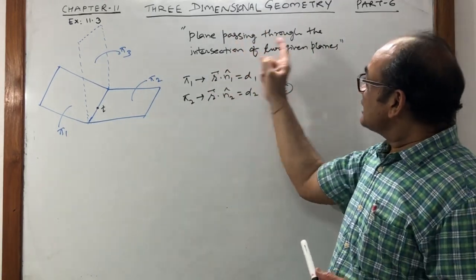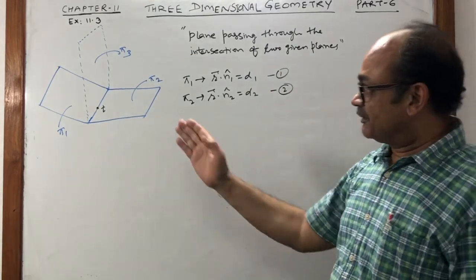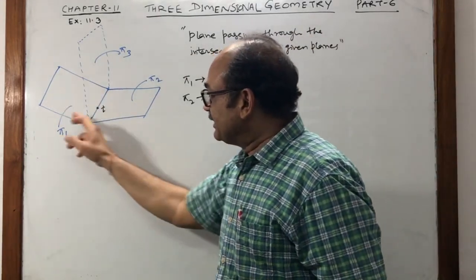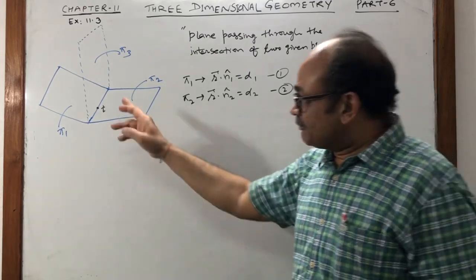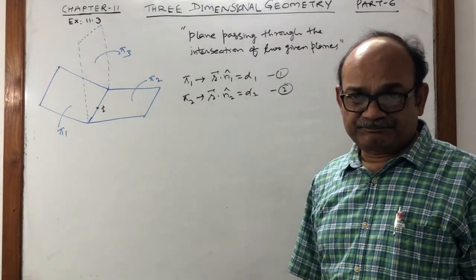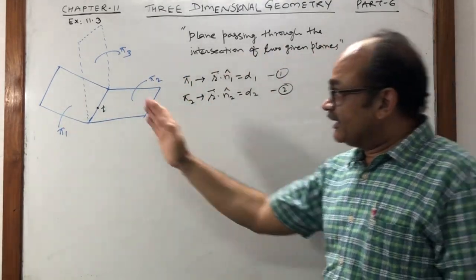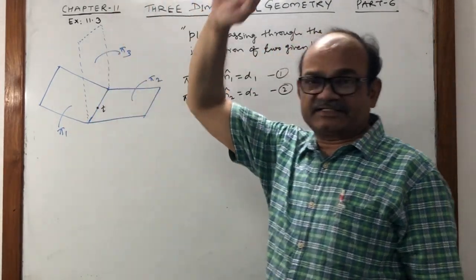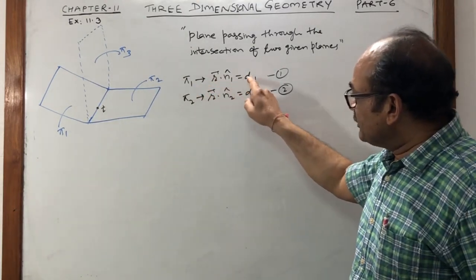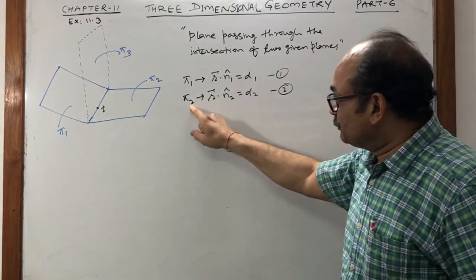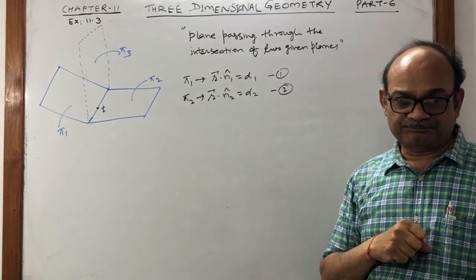Today we study the plane passing through the intersection of two given planes. For example, we have these two planes intersecting at this line. Suppose T is any arbitrary point. Plane number first is pi 1 and second is pi 2, and let the third plane passing through the intersection be pi 3. Pi 1 is r dot n1 equals d1. Let pi 2 be plane 2, r dot n2 equals d2.